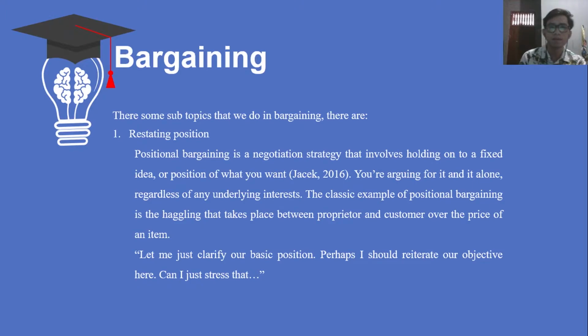There are some subtopics that we cover in bargaining. The first one is restating positions. According to JETIC 2016, positional bargaining is a negotiation strategy that involves holding on to a fixed idea or position of what you want. So you are arguing for it and it alone, regardless of any underlying interest. The classic example of positional bargaining is the haggling that takes place between proprietor and customer over the price of an item. An example of the expression is, let me just clarify our basic positions.